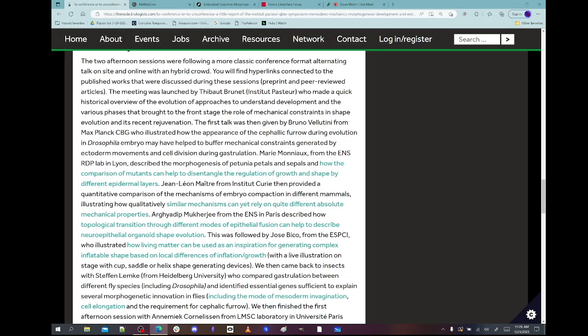There were a number of talks on topological transitions and how those things are analyzed and understood. So there were some studies of organoids, there were some studies in epithelial cells that allowed us to look at some of the changes in shape and the transformations in shape and how those can be understood.